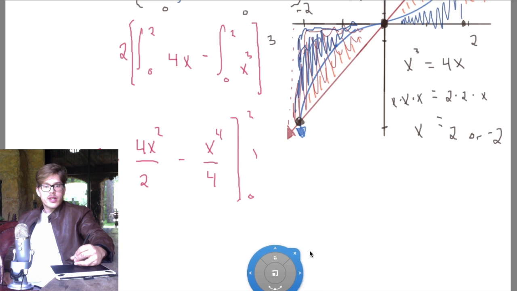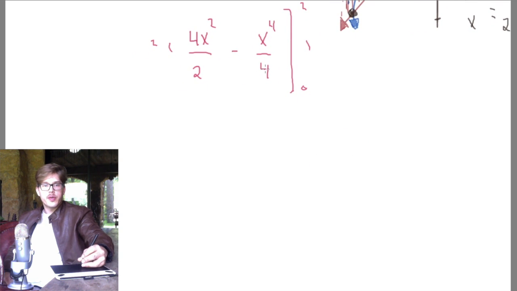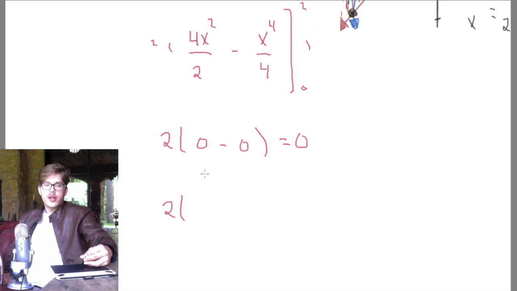All right. Let's get some more room. Put it in the center a little bit. So when we plug in 0, what do we get? So let's plug in 0 first. We'll get 2 times 0 minus 0. So this equals 0. Not exciting. And now what happens when we plug in 2? So we'll have 2 times 4 times 2 squared over 2, minus 2 to the 4th over 4.